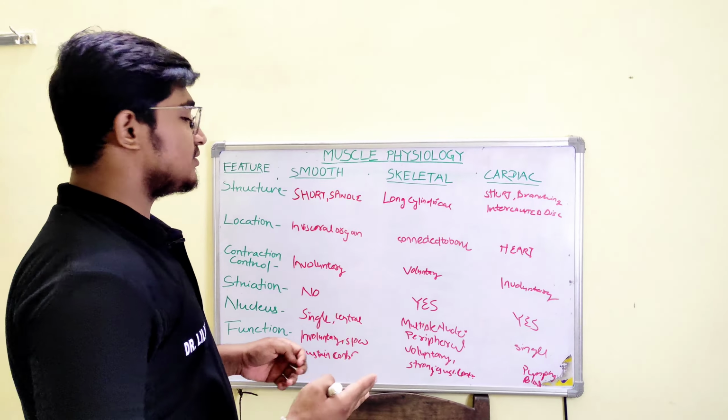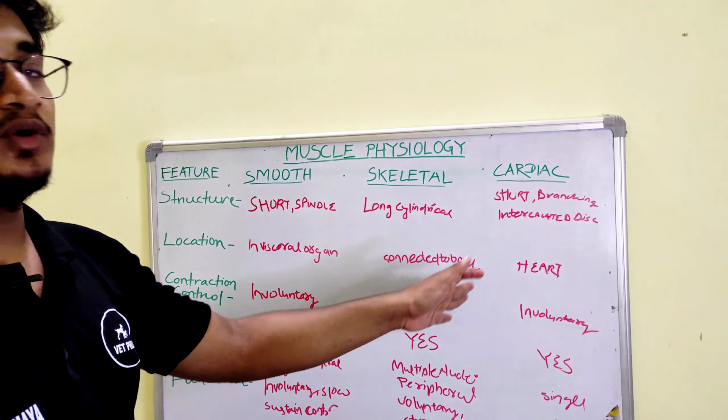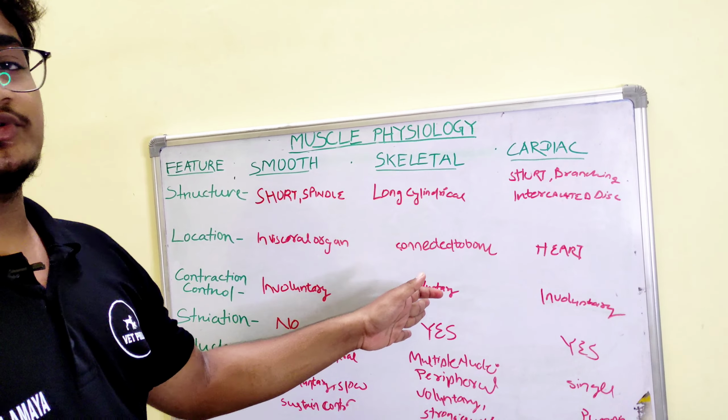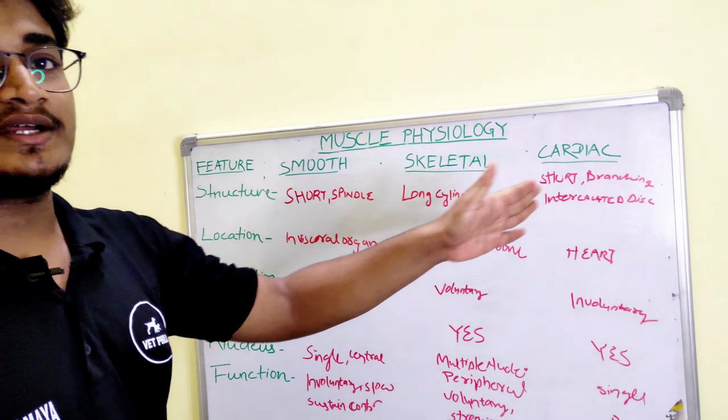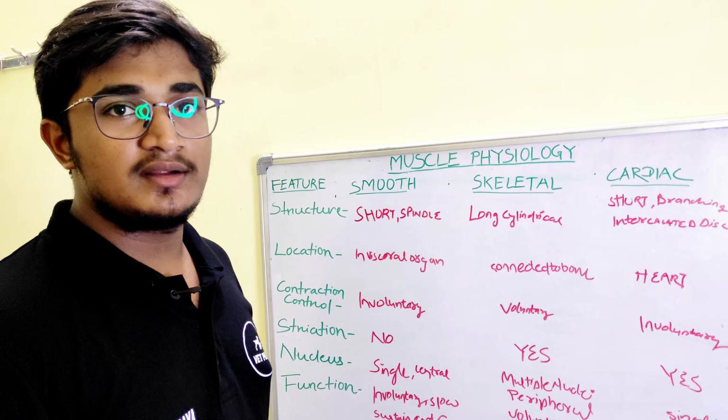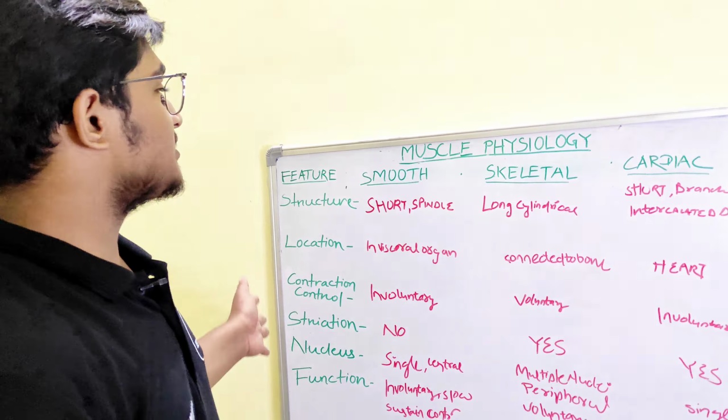The function on the basis of voluntariness is voluntary or involuntary. The skeletal muscle is the voluntary one. The smooth muscle and cardiac muscle are involuntary. Again, on the basis of location, there is smooth muscle, skeletal muscle, and cardiac muscle.